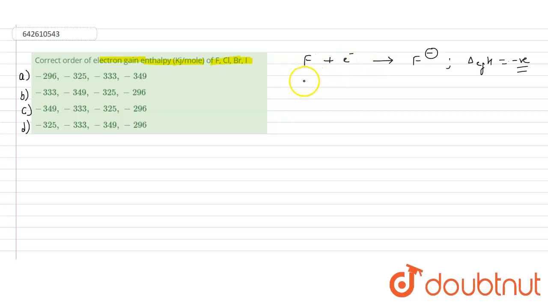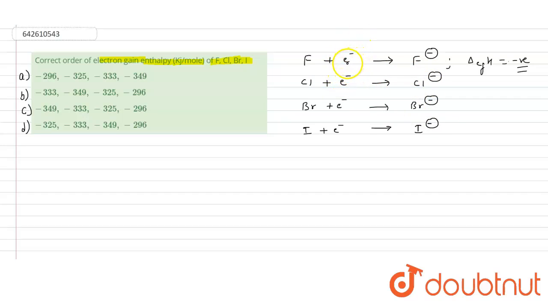Similarly, when chlorine gains an electron, it becomes Cl negative, and energy is released. In the case of bromine, when an electron is added, Br negative forms. In the case of iodine, when an electron is added, I negative forms. So this is the electron gain enthalpy, and we have to arrange these in increasing or decreasing order.